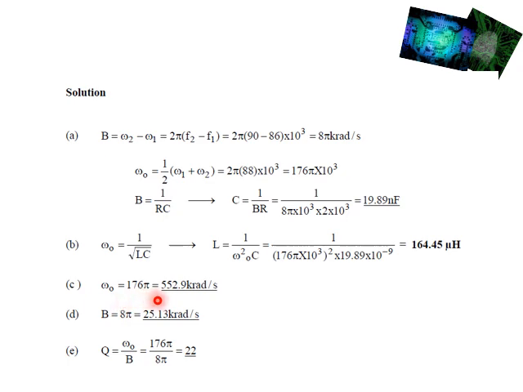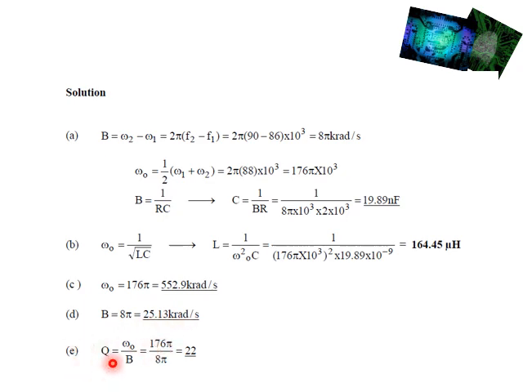C, omega naught is 176 pi. So multiplying this, we can have 552.9 kilo radian per second. D, bandwidth is 8 pi. B is 8 pi k radian, so 25.13 kilo radian per second.